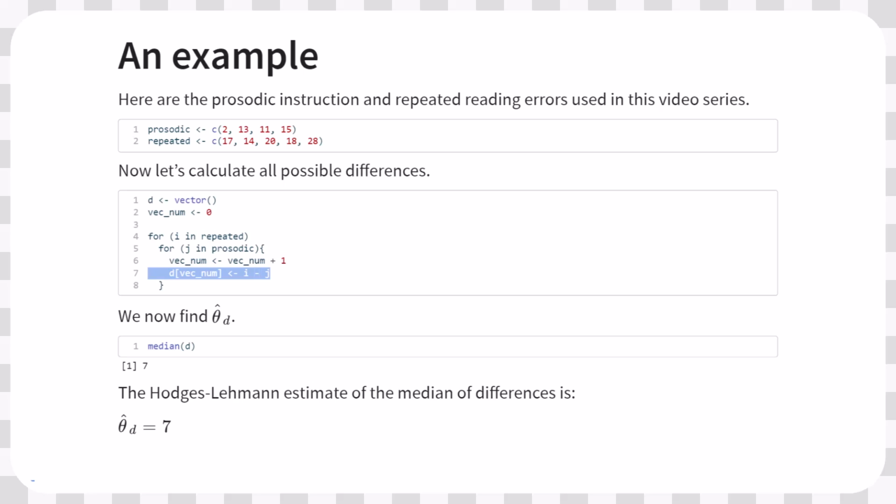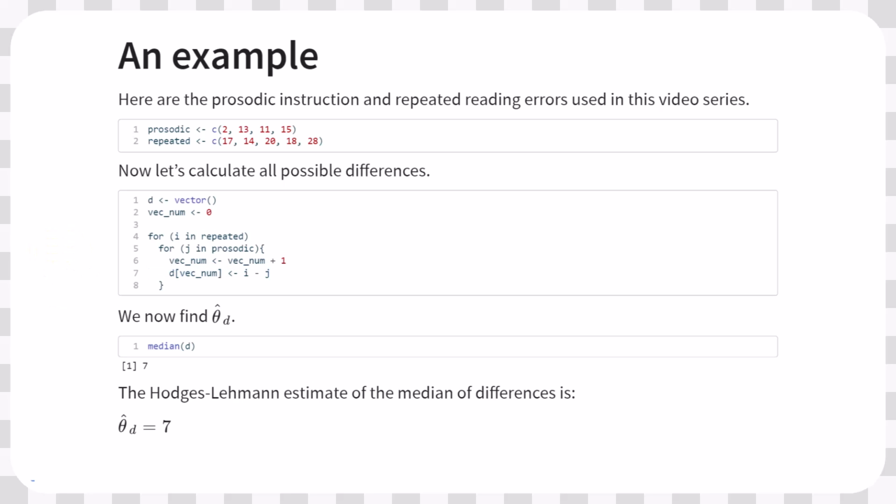Now think about that a moment. If repeated reading is not as effective as prosodic reading, there will be more errors. So the way I'm subtracting here, it doesn't really matter which way we subtract as long as we think it through. The way I'm subtracting here, we're expecting to get larger values of D than if we subtract the other way around. At least that's what our research hypothesis says.